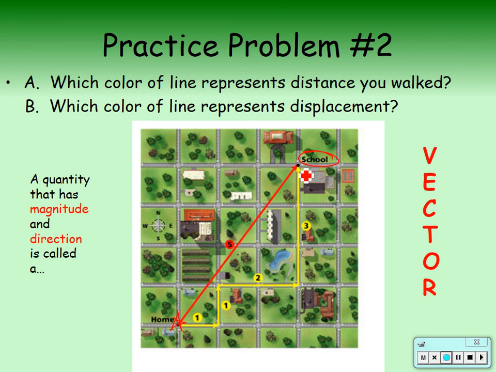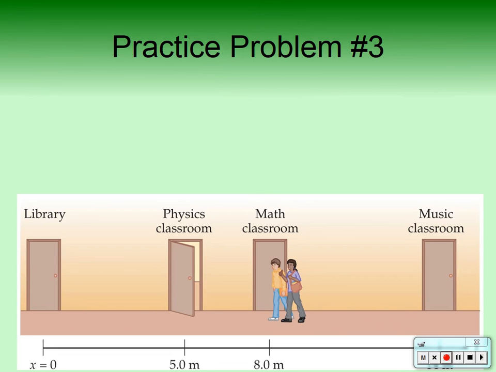Now, obviously, which color of line represents the displacement? The red line. It's going to be a straight line to your final position. That is your displacement. If you figured out how long this red line was, let's say it was 2,000 meters, what would you also need to add in order to make it a displacement? Northeast. A direction, good. You would have to add, he went north and he also went to the right, which is east. So you would have to add his direction. Good job.